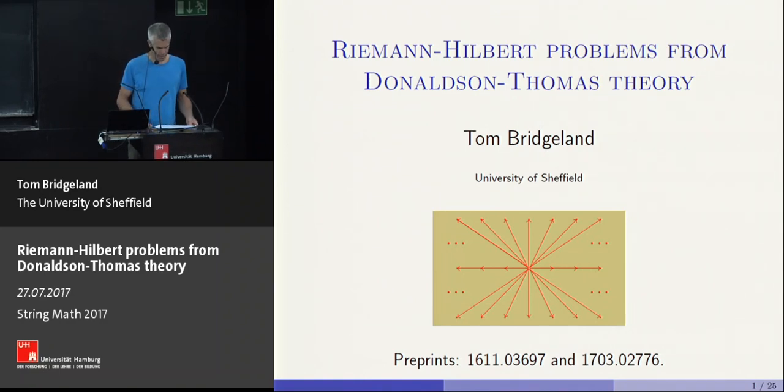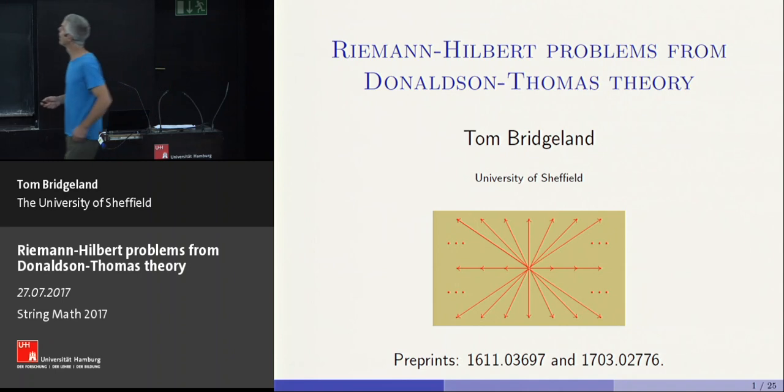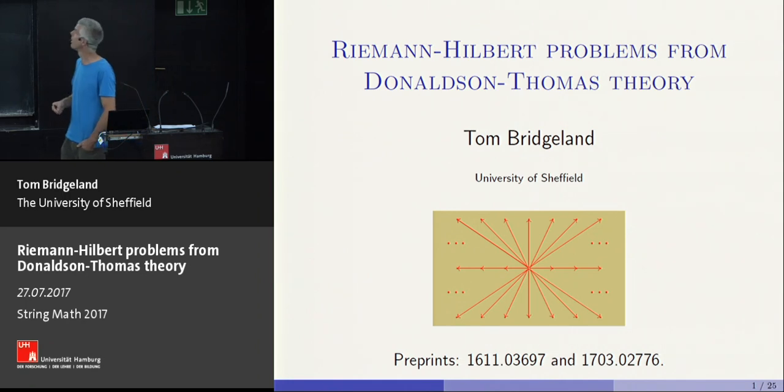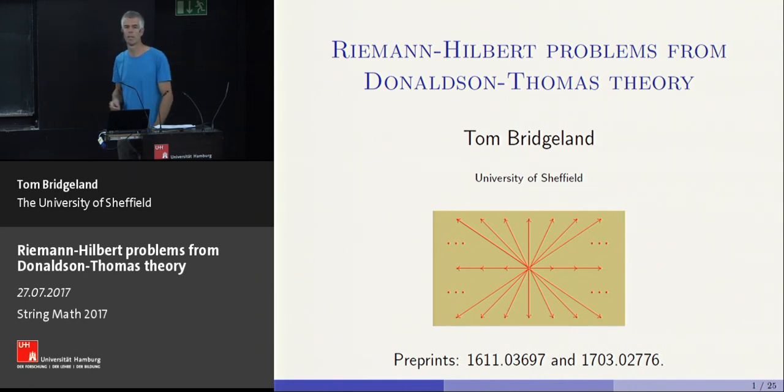So this talk is going to have two halves to it. The first half is going to be basically a review of the behavior of the wall crossing formula for DT invariants. That's work of Joyce and Kontsevich and Soibelman. Probably familiar to quite a few of you, but I want to explain it as clearly as I can.